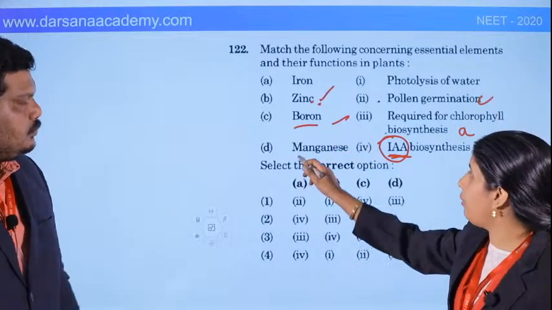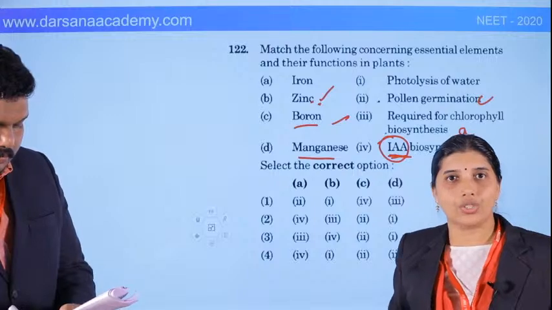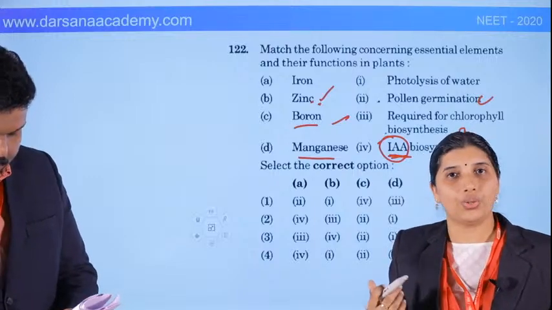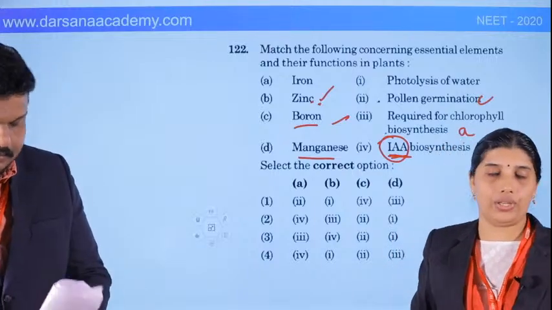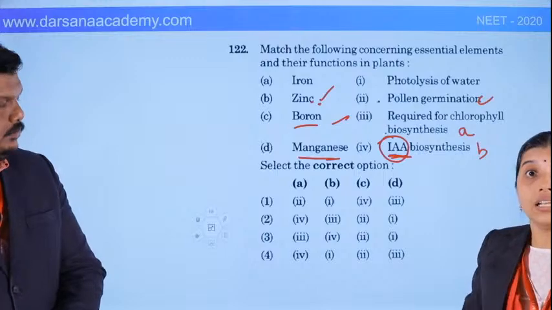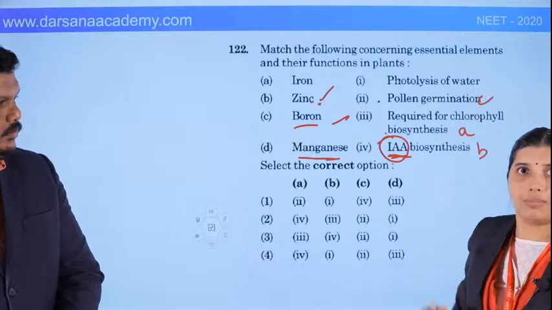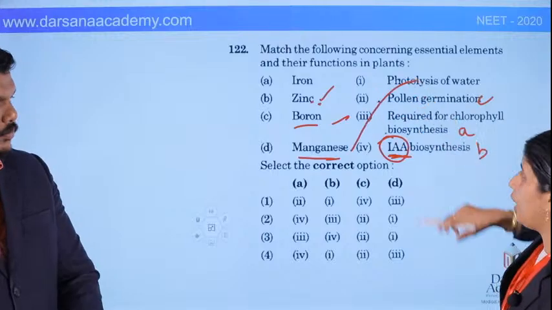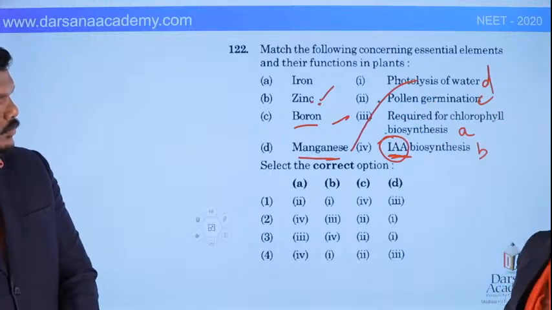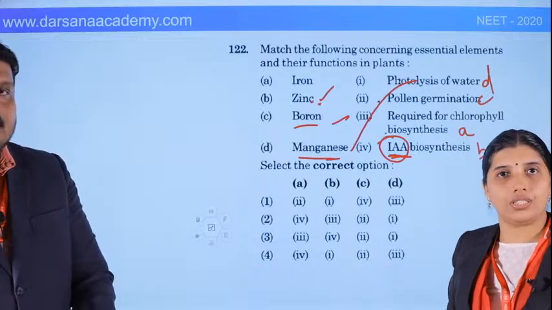C. And what about manganese? Manganese helps in photolysis of water along with chlorine and calcium. We know that. And this manganese helps activate enzymes for photosynthesis, respiration and nitrogen metabolism. Here we can see manganese and photolysis of water. Yes, if you know the functions, the answer is there.